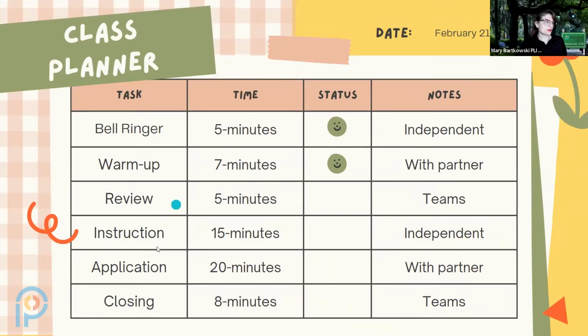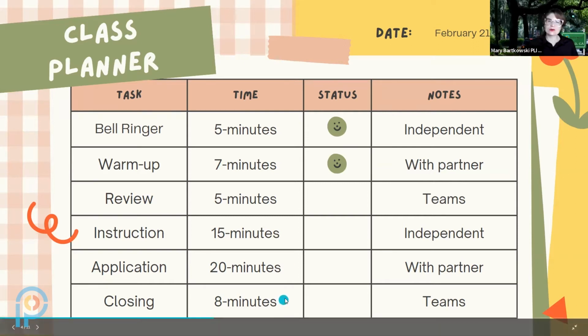This is my schedule for a 60-minute class. At the beginning of class, I would let them know we are going to have a 5-minute independent bell ringer. Then we're going to move on to 7 minutes with a partner of a warm-up activity, followed by some teamwork and a review. Then we move on to direct instruction, and that's going to be 15 minutes of independent work, followed by 20 minutes of application of what we have learned. And that can be done with a partner today.